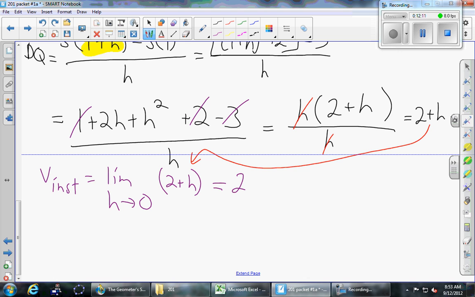Abby. h going to 0 is actually part of that definition. h is independent of the t equals 1 that we were focusing on. So h going to 0 is our way of smushing the kind of random point onto the one that we care about. So h is always going to go to 0.